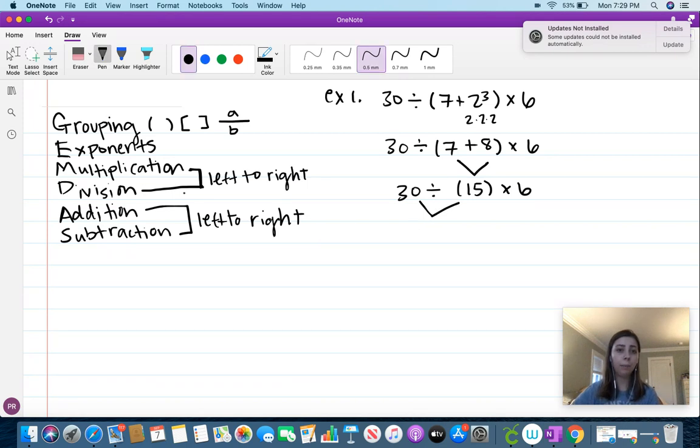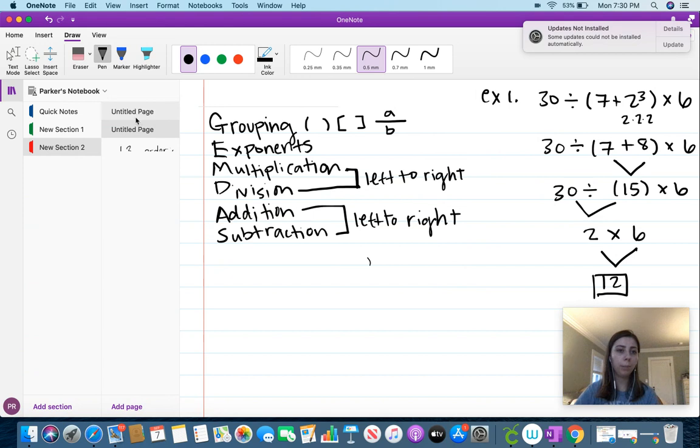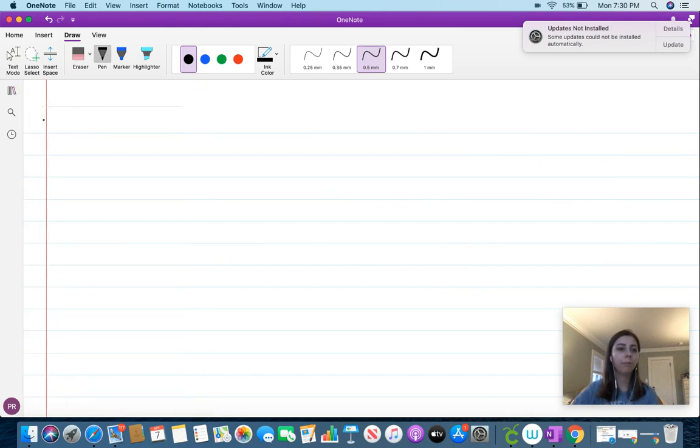Again, even though M comes before D, these go together. We go left to right doing whatever we see. 30 divided by 15, that is 2. Still times 6. And to finish out the problem, 2 times 6 makes 12. So the value of this expression ended up being 12. All right, hopefully it's starting to make a little more sense. We're going to do 2 more examples to really make sure we've got the hang of things.